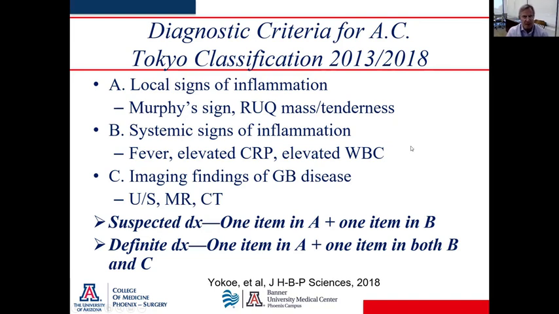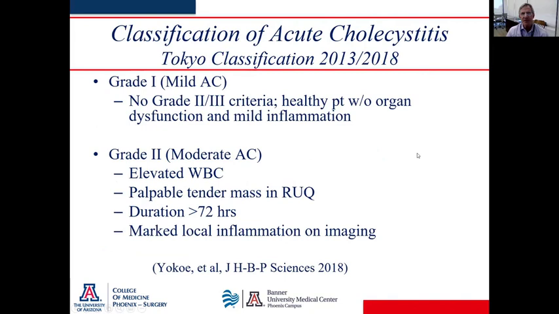A suspected diagnosis would be made if there is one item in A and one item in B, and the definitive diagnosis would be if there is one in A as well as one item in both B and C. And in terms of the classification of the severity, grade 1 is mild acute cholecystitis. This is a healthy patient without organ dysfunction and mild inflammation.